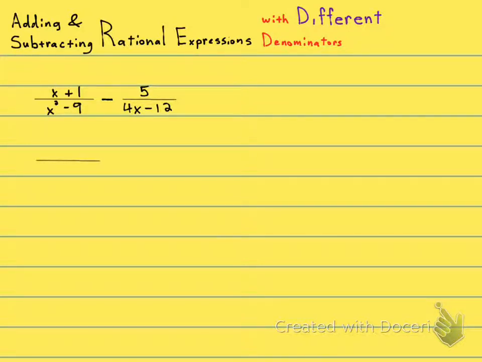So this first rational expression is x plus 1, and to factor the denominator, this is the difference of two squares, right? Man, they love this problem. Difference of two squares, x and x, plus and minus, 3 and 3, right? The conjugates, x plus 3, x minus 3.